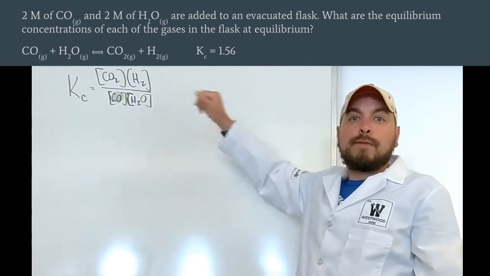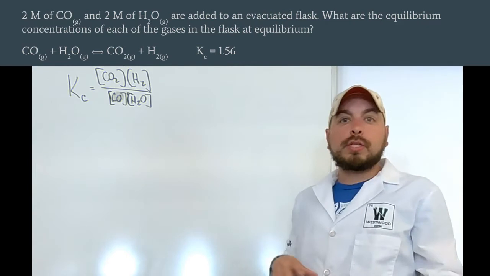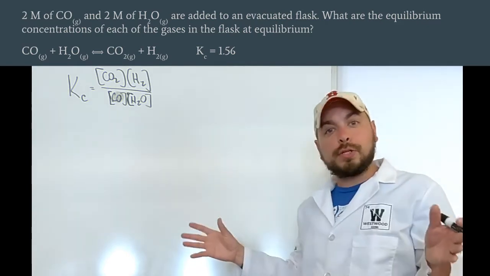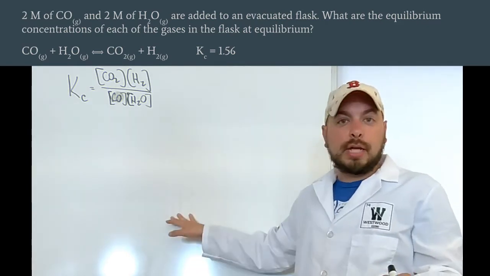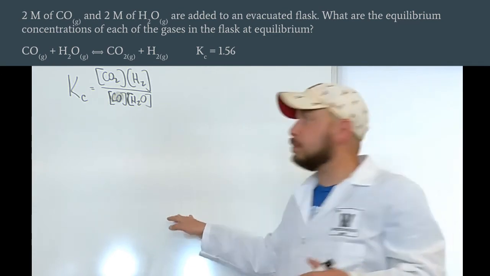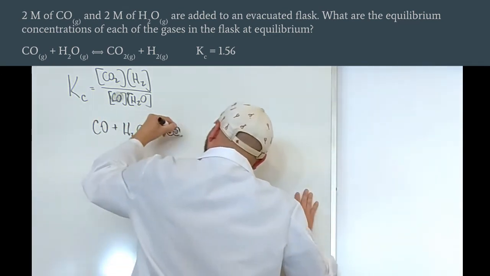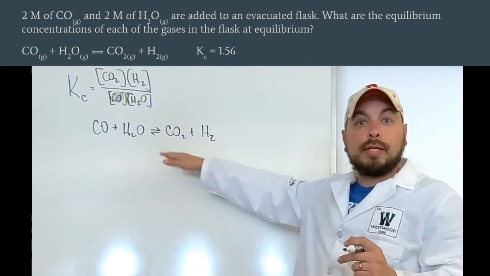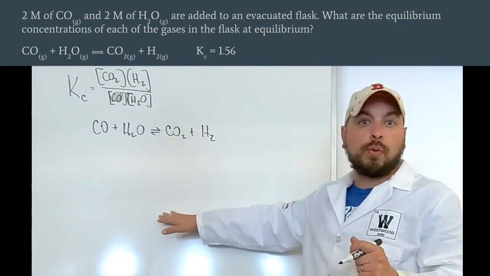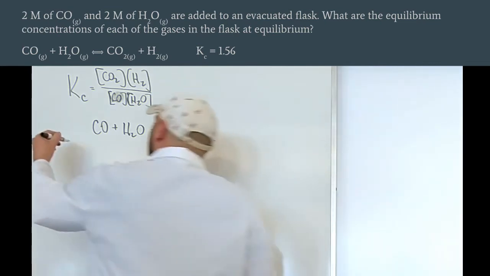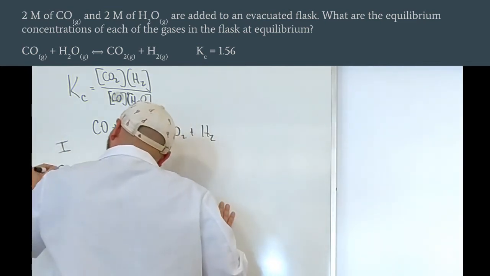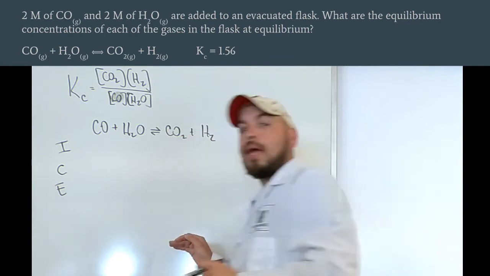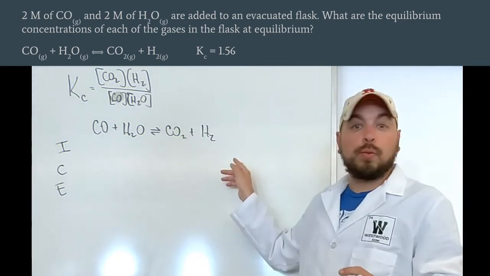Now we need to figure out how to use a Rice table. In order to do this, I'm going to rewrite the equation, and then I'm going to do a Rice table underneath it. So let's start. There's my balanced equation. Now I'm going to write the initial, change, and equilibrium below it. And at this point, I'm going to plug in what I have.